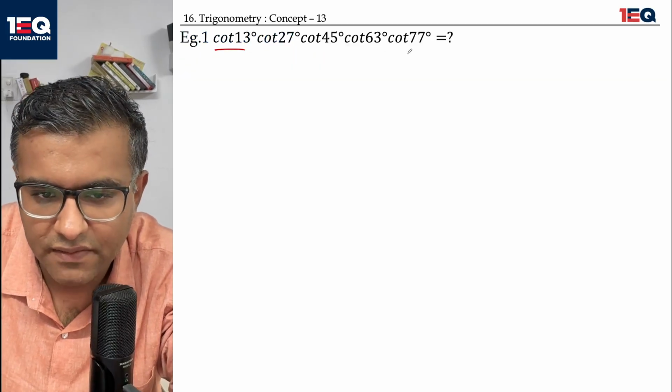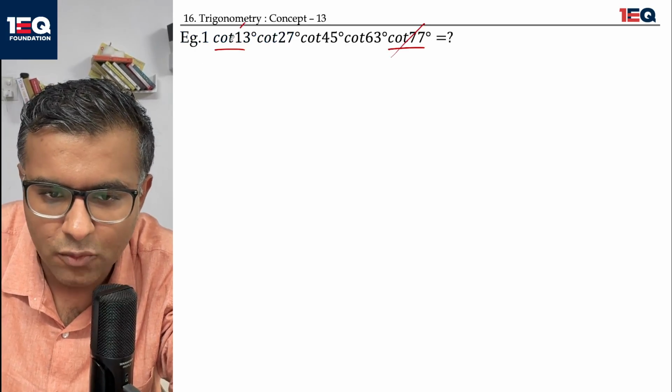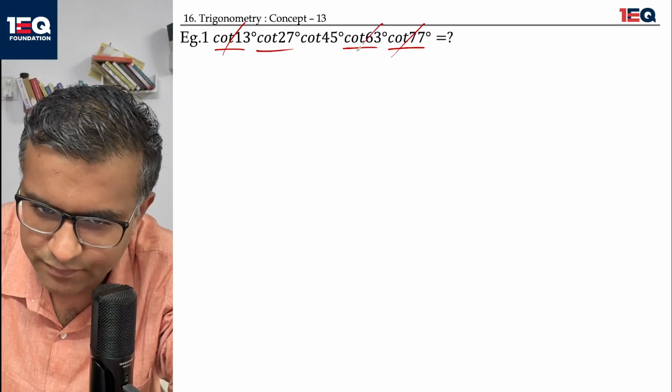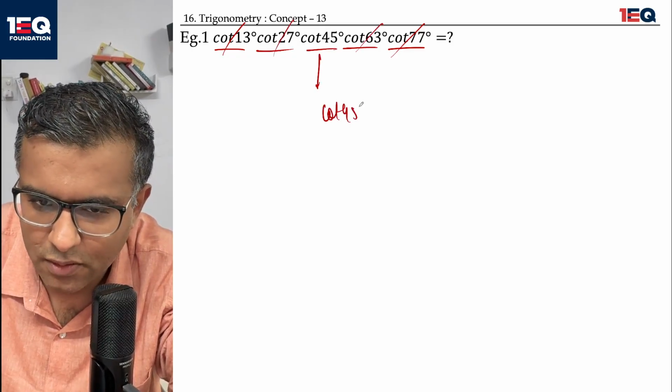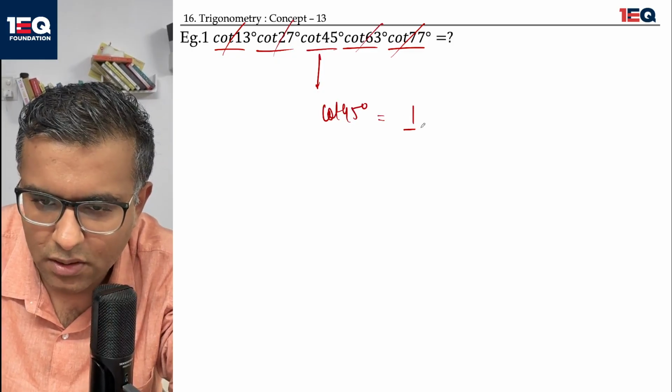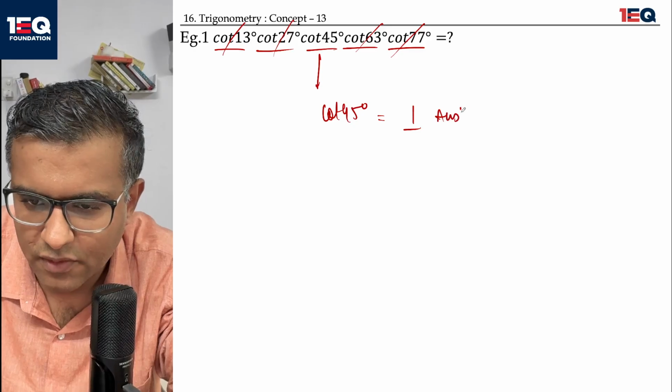So here we have 17 and 77, both of them would get cancelled out. 27 plus this cancelled out. Cot 45 is equal to 1. This is the only difficult part. So 1 is my final answer.